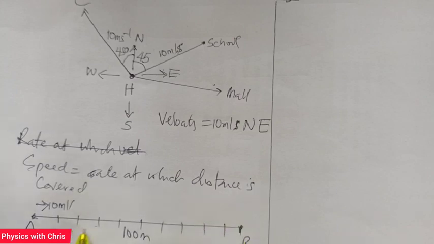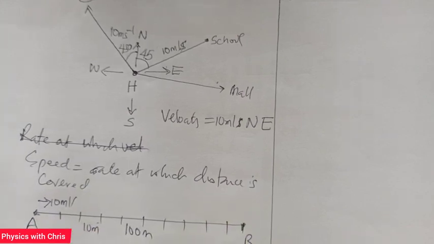So that each interval is 10 meters. So if you move at a speed of 10 meters per second, it means that every 1 second, you covered a distance of 10 meters. That's the interpretation of a speed of 10 meters per second.